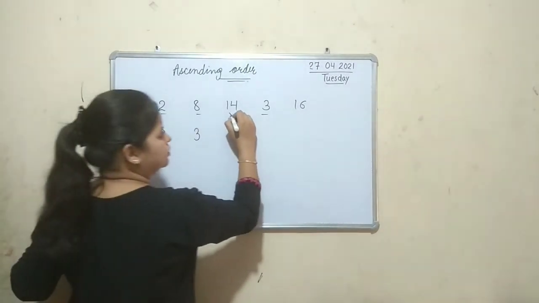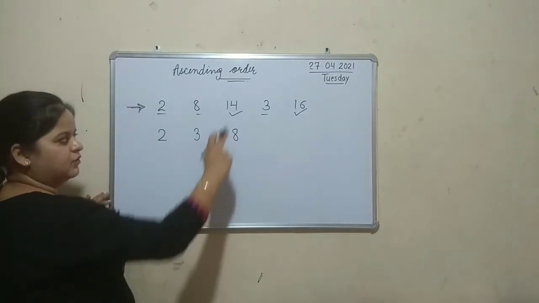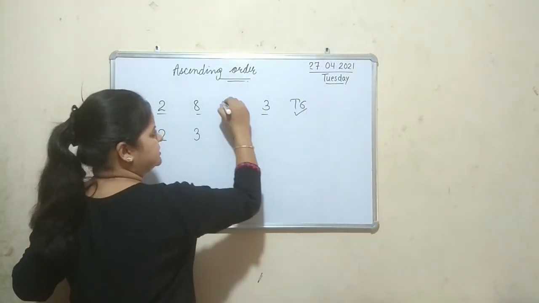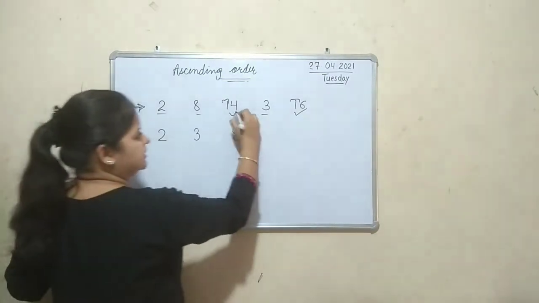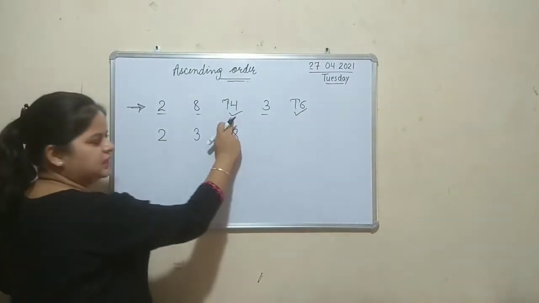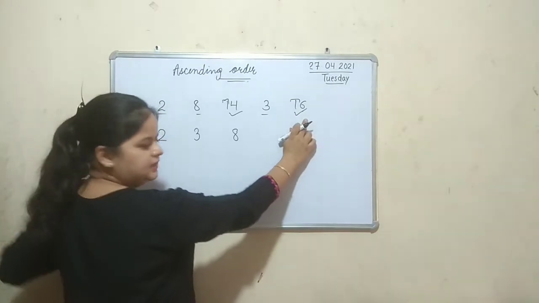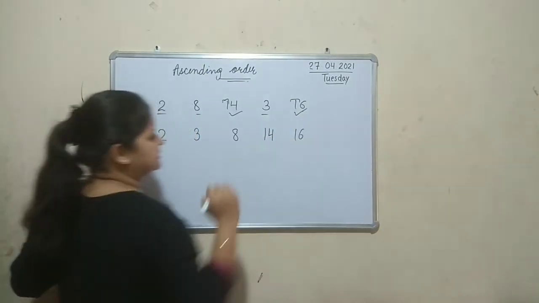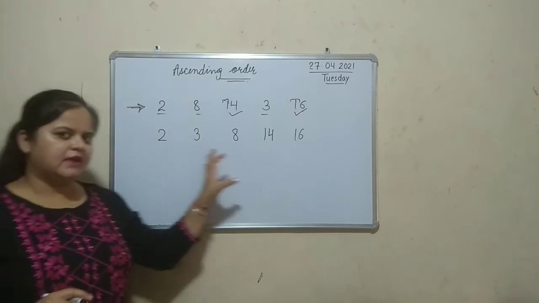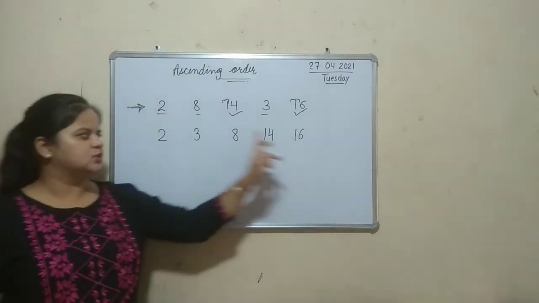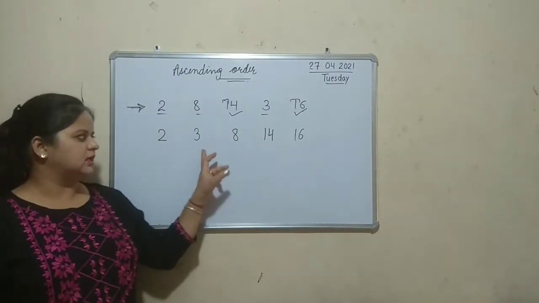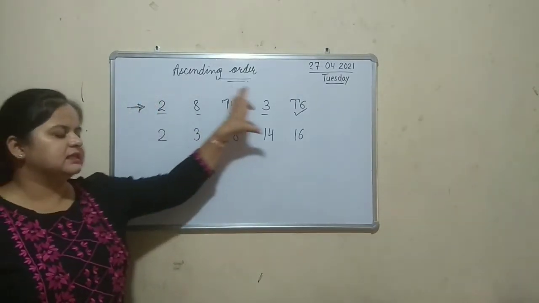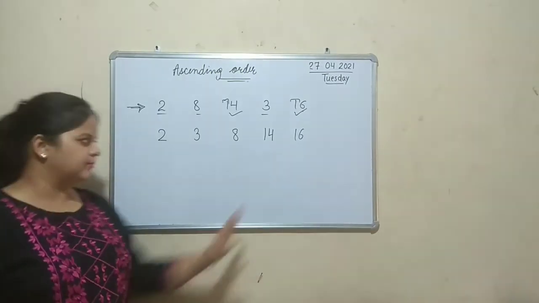Now we have two-digit numbers 14 and 16. Both have the same tens place number, and the other digits are 4 and 6. So 14 is smaller and 16 is greater. So we will write 14 here and after that 16. Now we have arranged the numbers from smallest to greatest: 2, 3, 8, 14 and 16. This is ascending order. Okay.